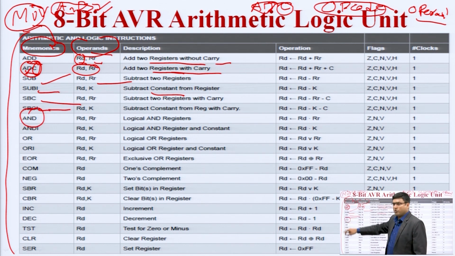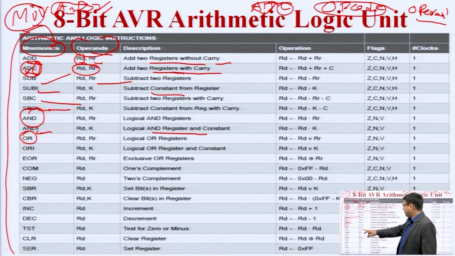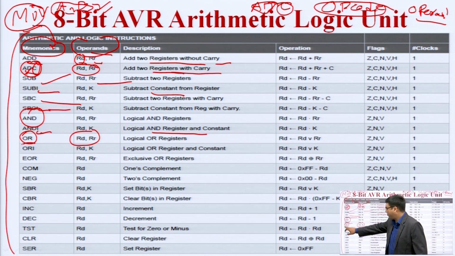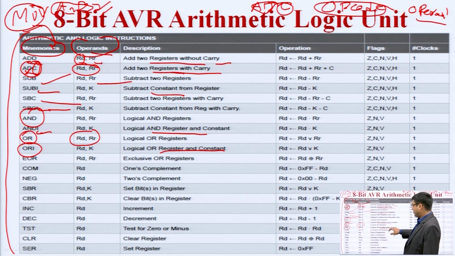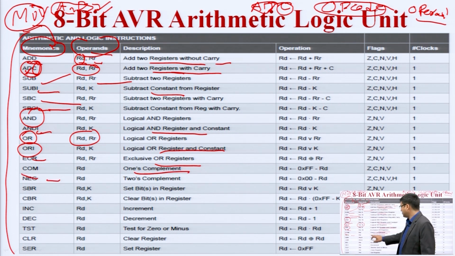Subtract two registers with carry, subtract constant from register with carry. AND operations, we are doing AND operations, and logical AND of register and constant. I represents the constant, I means immediate value. Okay. OR operations, we are doing OR operation between the two registers, OR with constant. Okay. EOR means exclusive OR of registers, COM means one's complement, NEG means two's complement, SBR means set bit in register.